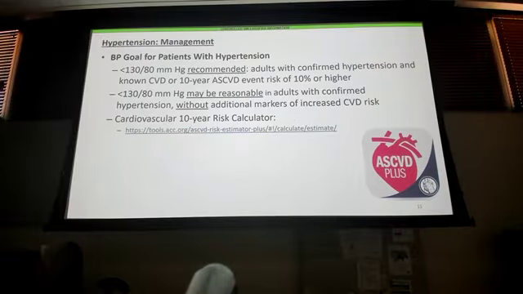And then this is our treatment goal according to the ACC/AHA guidelines. If you have a patient who has a 10-year ASCVD risk of 10% or higher, the goal is getting them down below 130/80, so getting them out of that stage 1 hypertension range. If they have an ASCVD risk that is less than 10, then it's reasonable to shoot for a goal of getting them out of that stage 1, but it's not a highly recommended thing. It's reasonable to do it.